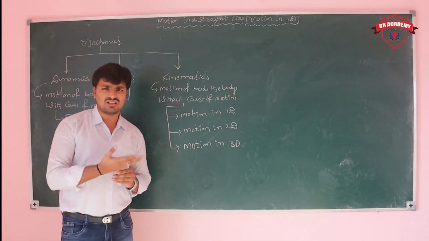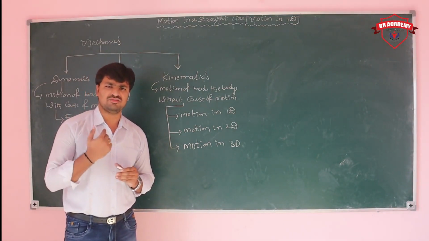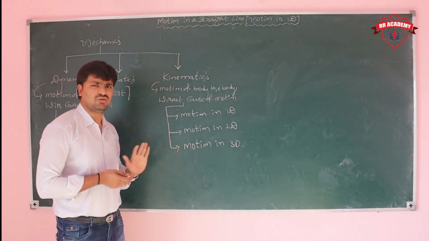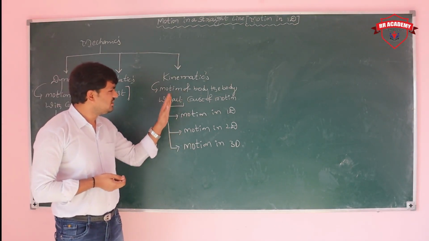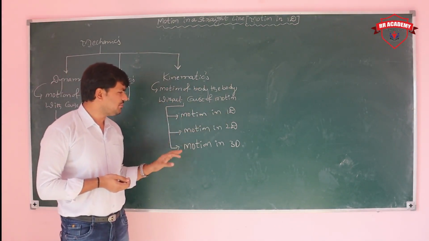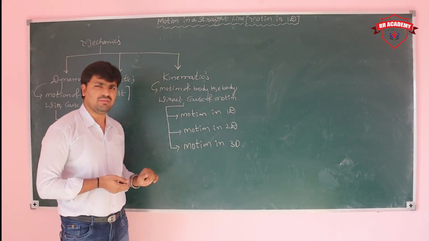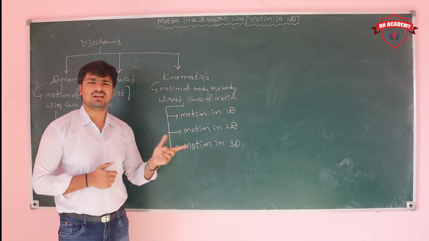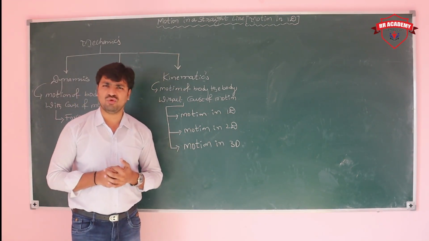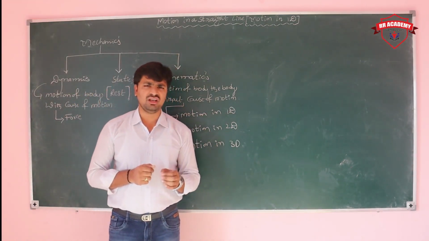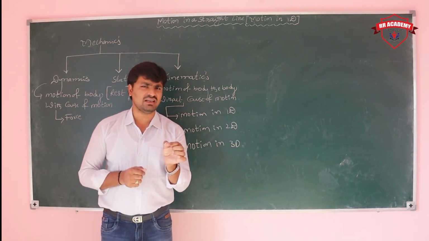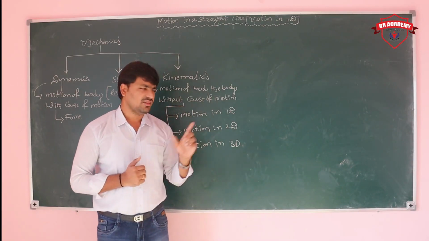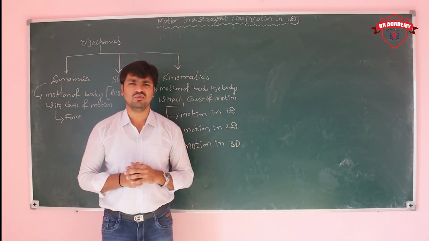What is the cause of motion? Force is the cause of motion. But here we are not discussing force. And this kinematics we can generally divide into three parts. Motion in 1D, one dimensional. Actually, that's our topic, motion in a straight line. What is the meaning of 1D? A body is moving in a particular direction, meaning at any interval of time the body has only one direction. That we can say is motion in 1D.